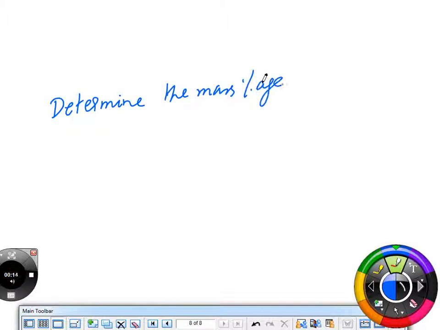Let us learn to calculate or determine the mass percentage of an element in a compound. Now let us learn this.